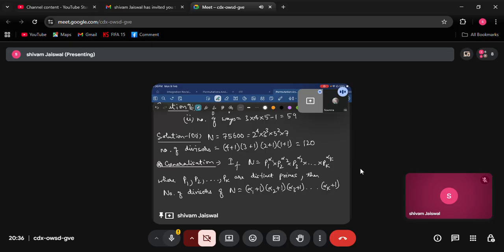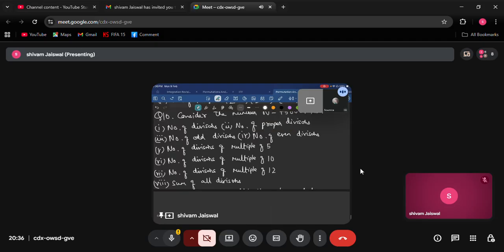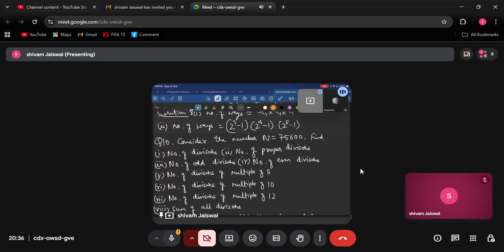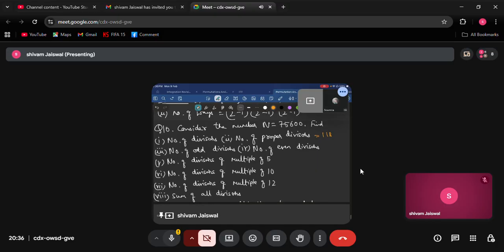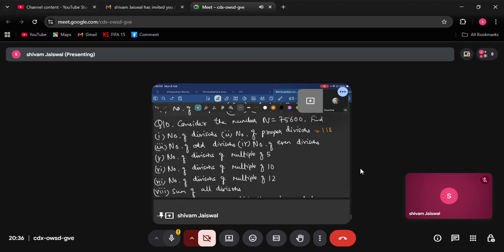Yes, Anandit, 6 and 7 are also correct. Raktim, part 2 is correct. Thank you, sir. Yes. Part 2 will be 119, number of proper divisors. Okay. Keep on solving, everyone. Devang, solve 5 to 7 also, 5 to 8.